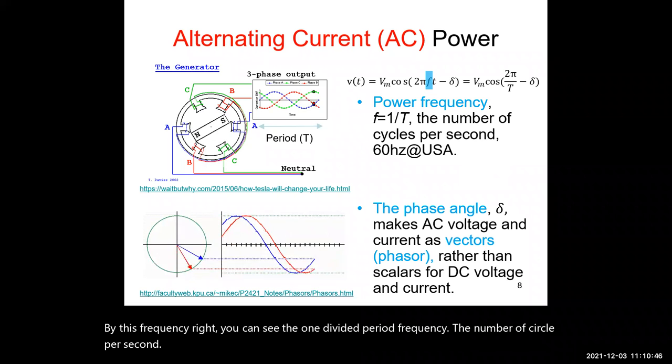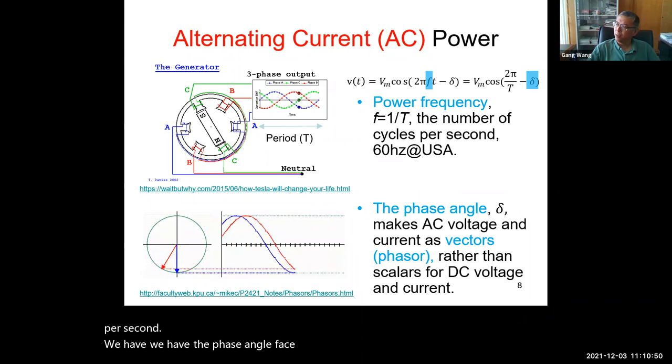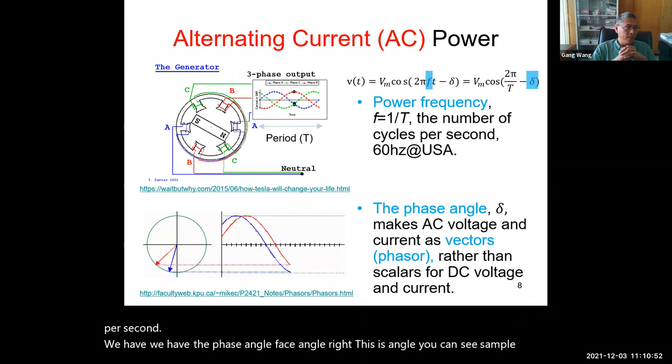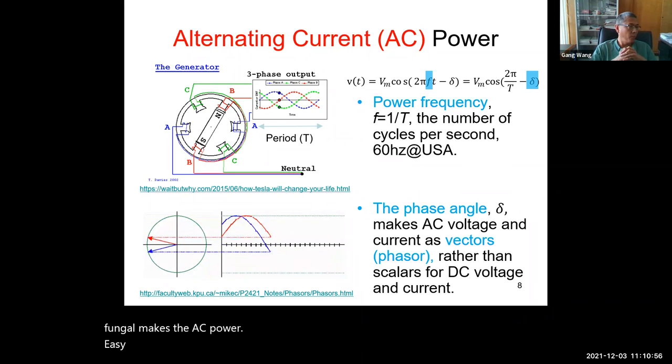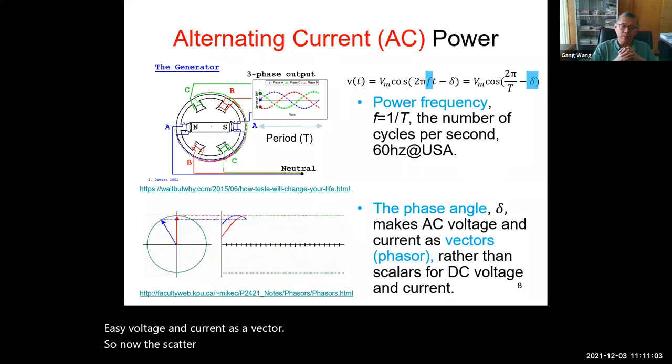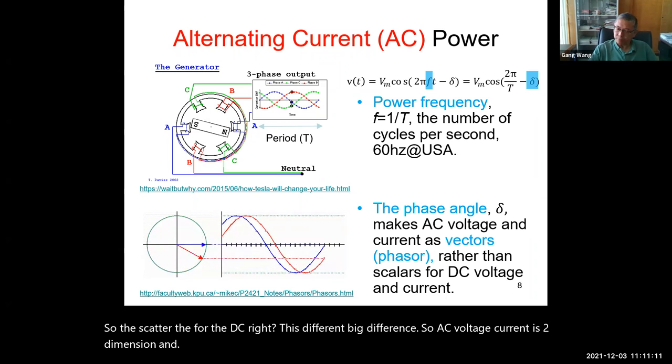And we have the phase angle, right? This is the phase angle. The phase angle makes the AC voltage and current a vector, not a scalar like for DC, right? This is a big difference. So AC voltage and current are two dimensional and DC is one dimensional.